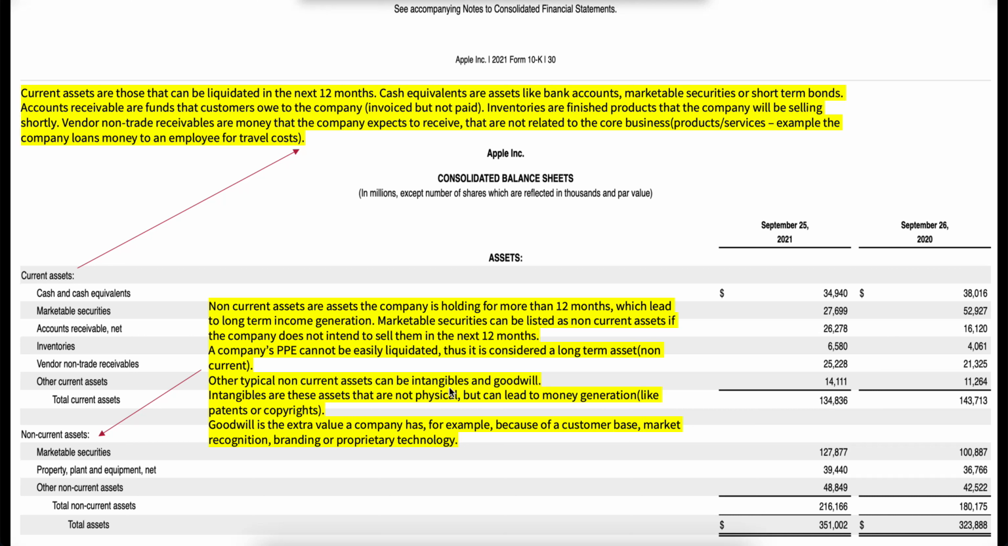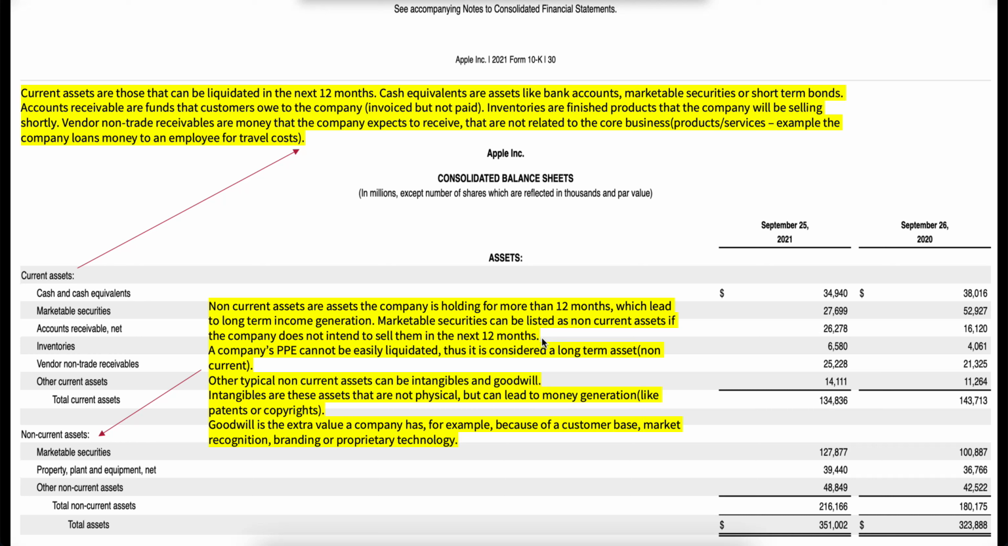Intangibles are assets that are not physical but can still lead to making money. For instance, a copyright or a patent, which we can utilize to generate money because we have less competition, and potentially even more brand awareness. Goodwill, on the other hand, is the extra value a company has. If you're buying a company like Coca-Cola, it's not only about the assets or the money it generates, it's also about the customer base, the market recognition, the branding, or some proprietary technology, maybe the recipe of Coca-Cola itself.